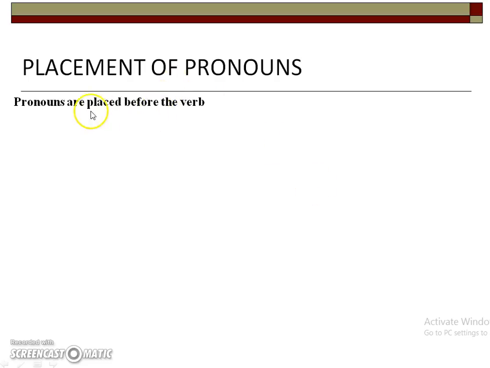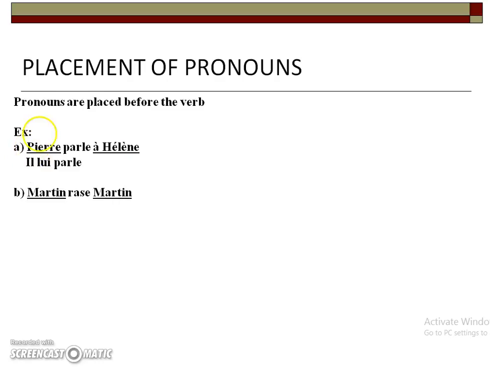Rule number 1. Pronouns are placed before the verb. Example, Pierre parle à Hélène. Always remember to translate the sentence in English, then replace the pronouns in English, and then replace them in French. So he speaks to her. He would be replaced by il, and to her would be replaced by lui. So your answer would be il lui parle.